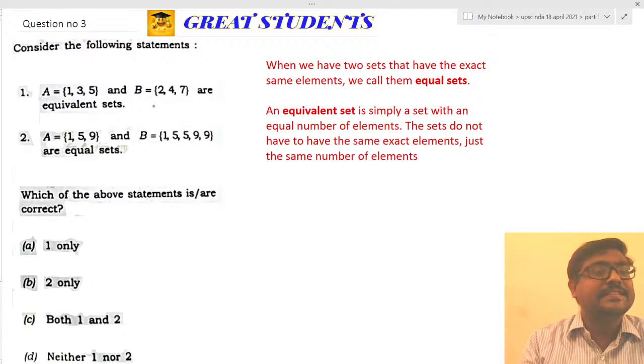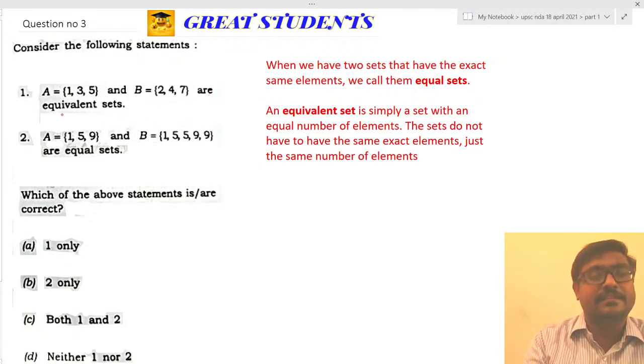Now we will move on to the third question. Consider the following statements. This question is from set language. It is given that A equal to {1, 3, 5} and B equal to {2, 4, 7} are equivalent sets. Okay, they have given the first statement as equivalent sets.